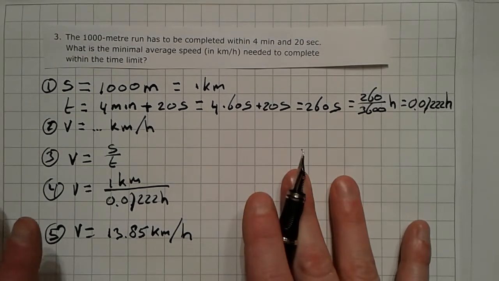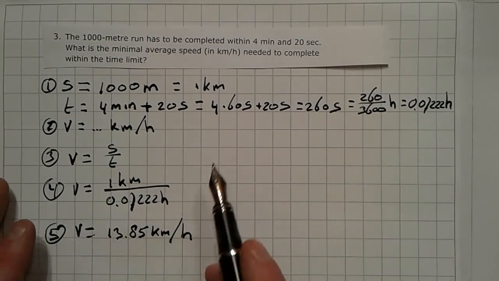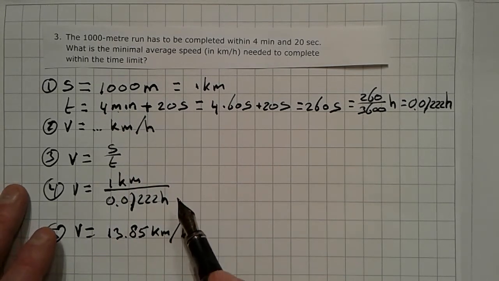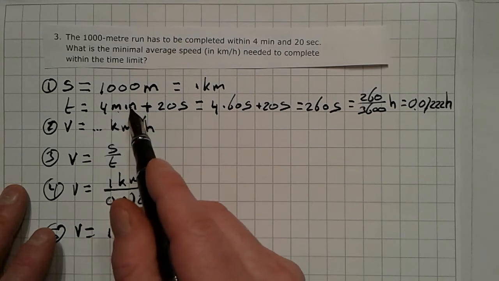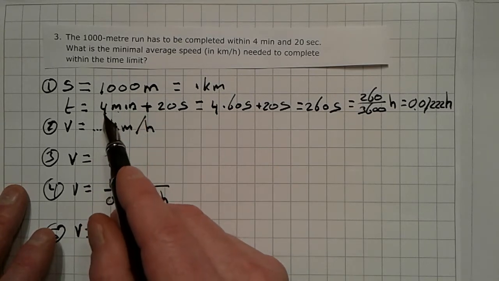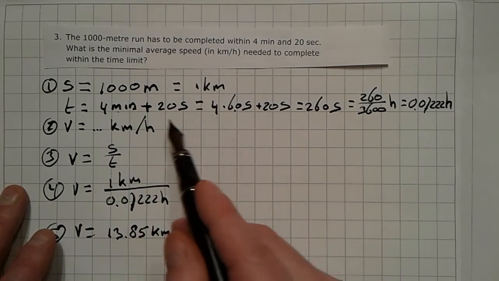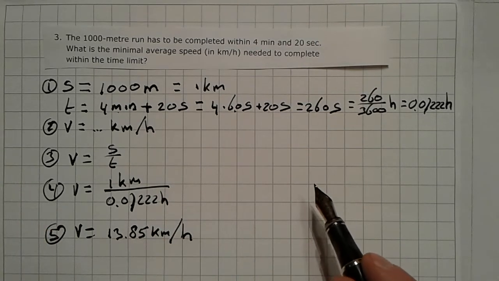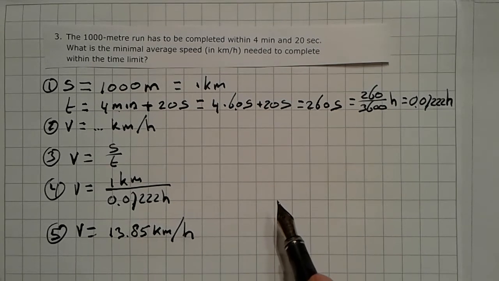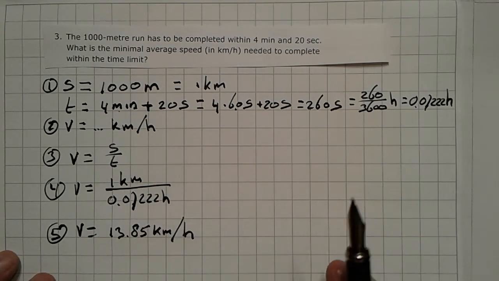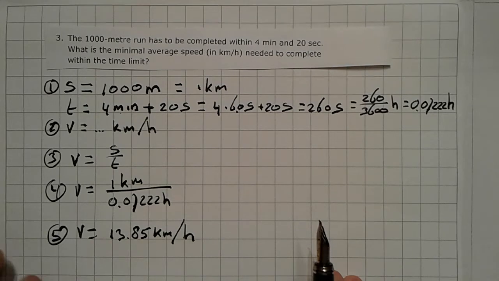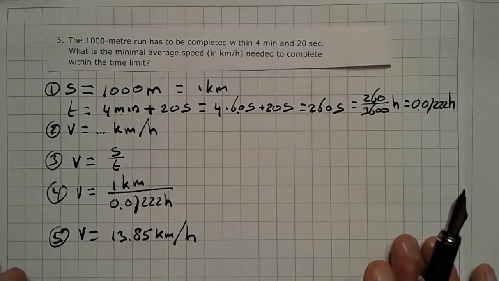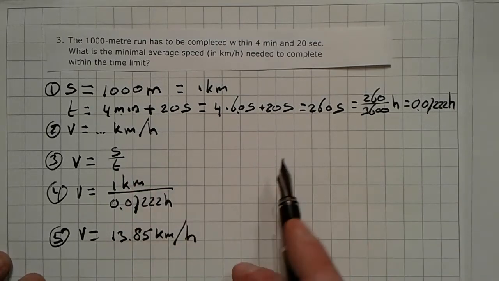So what makes this question difficult? That the time is given in minutes and seconds. So 1 minute is 60 seconds, so this has 4 times 60 seconds, and 20 seconds, so 260 seconds. The mistake that many people make is that they think, okay, this is 4.20. But of course that doesn't work, because there are not 100 seconds in a minute, but only 60. So make sure you don't make that mistake.